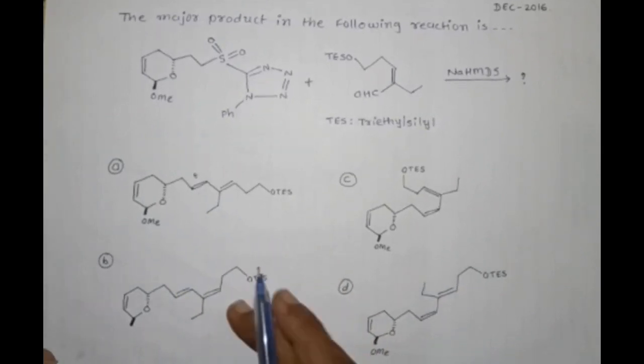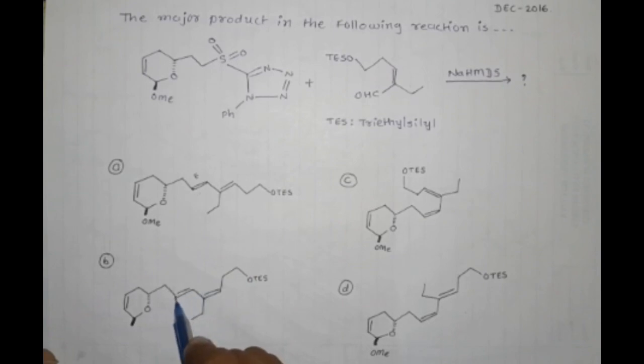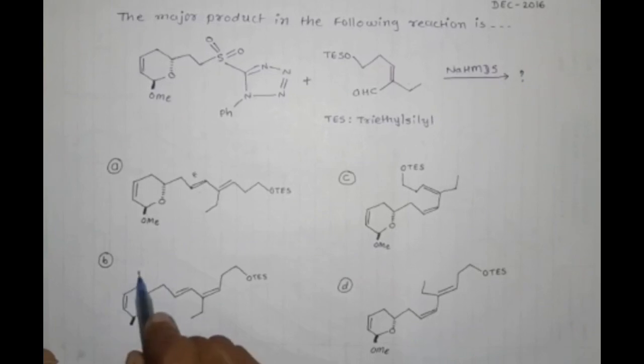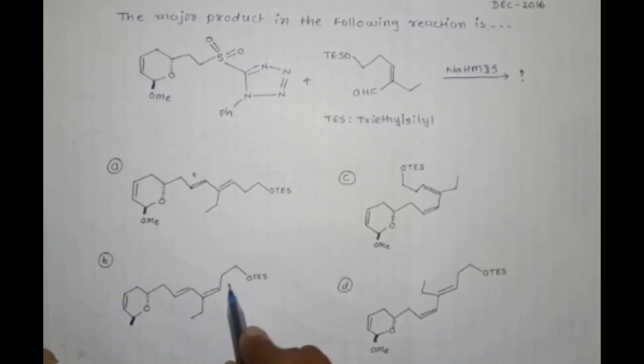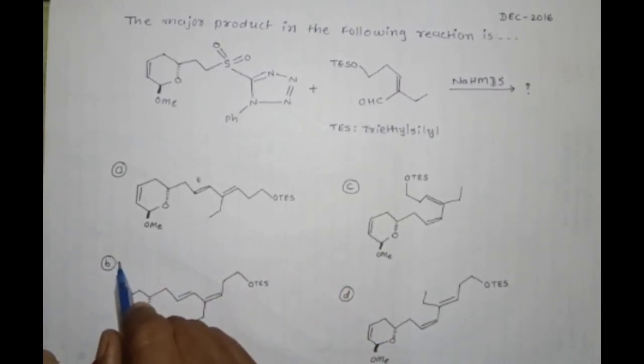Here if we see, this group and this group are both anti to each other, so this could be possible, but let's see the carbon carbon bond which is formed here. So this and this are also in E form. So this will be our answer here. Thank you.